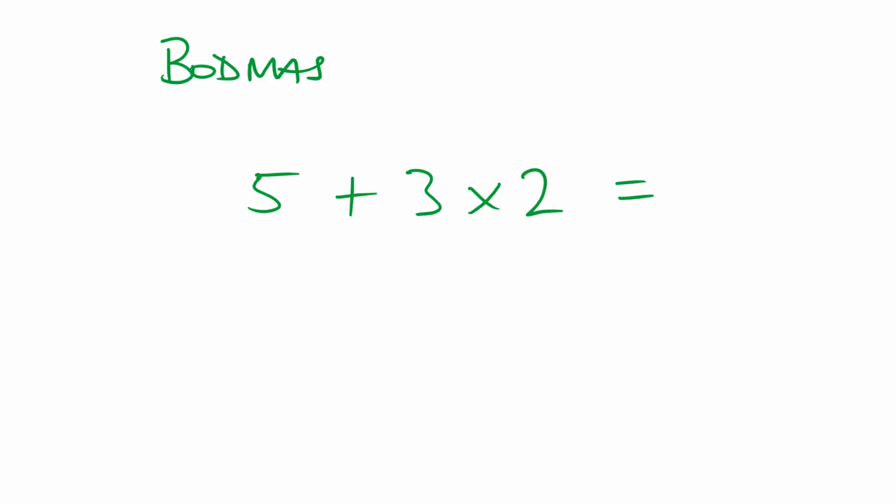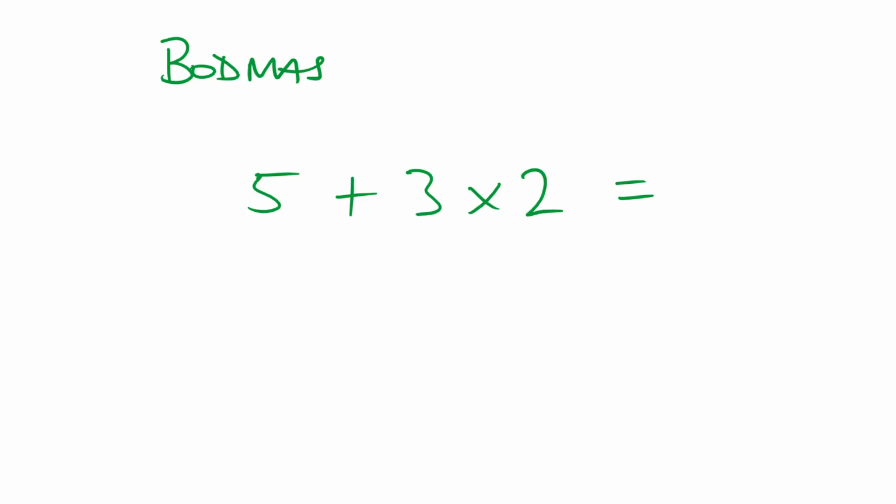Yeah, well done. Well done, brilliant. We need to do the multiplication first because the M in the word BODMAS comes before A for adding. Okay, the M comes before the A, so multiplying comes before adding. So you do 3 times 2, which is 6. The question ends up as 5 plus 6, so we end up with 11. Okay, so it's important that we remember that.